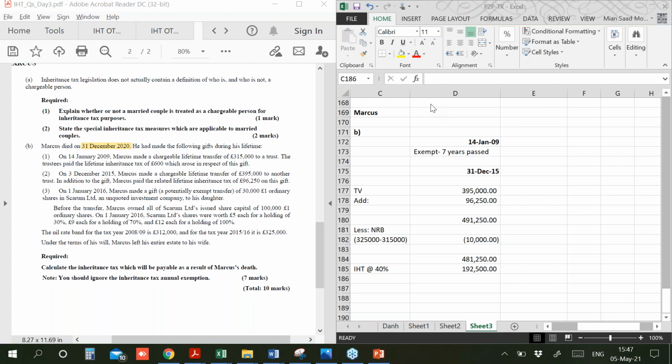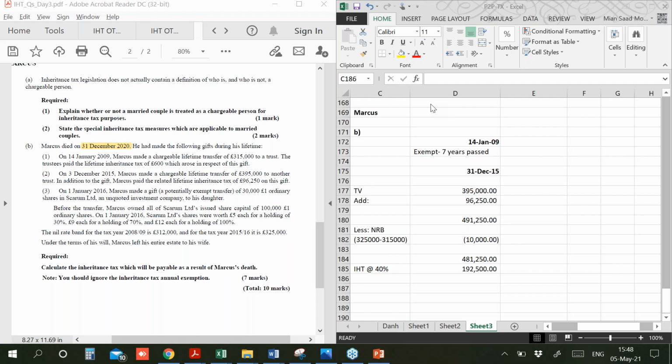Yes, there will be some taper relief available as the 3 years has passed, because on 3rd December 2018, the 3-year period has elapsed. However, the death has happened on 31st December. So if I add straight 5 years in that, on 3rd December 2020, 5 years have been completed. So did the death happen after 3rd December or before 3rd December? Obviously after the 3rd December. So it will fall in the 5 to 6 years category.